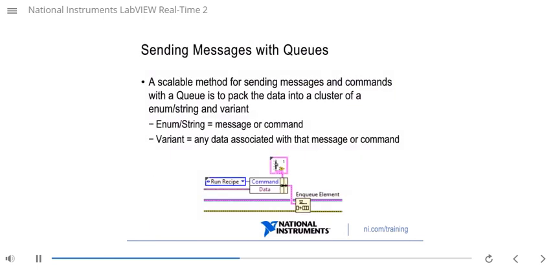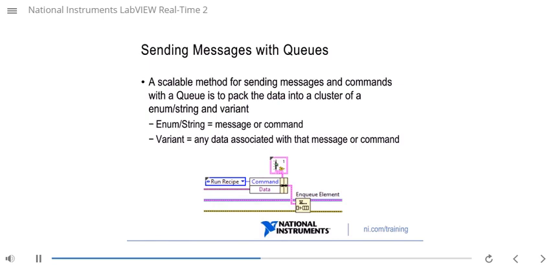One of the more common usages of queues in producer-consumer architectures is to send messages. A very scalable method for doing so is to not send a simple data type such as a string or a numeric or a boolean, rather to pack the data into a cluster. That cluster would contain what command we wish to send, represented by either an enum or a string. In this case, you see run recipe as the command, and then either a variant or sometimes a string to handle any data associated with that message or command.